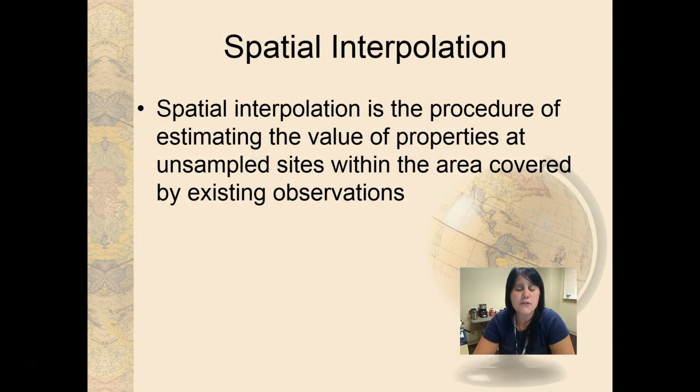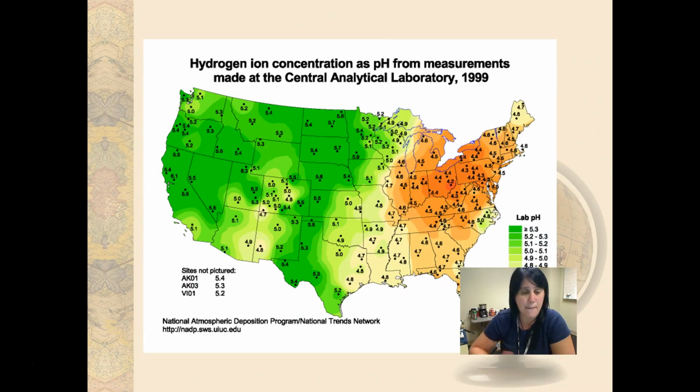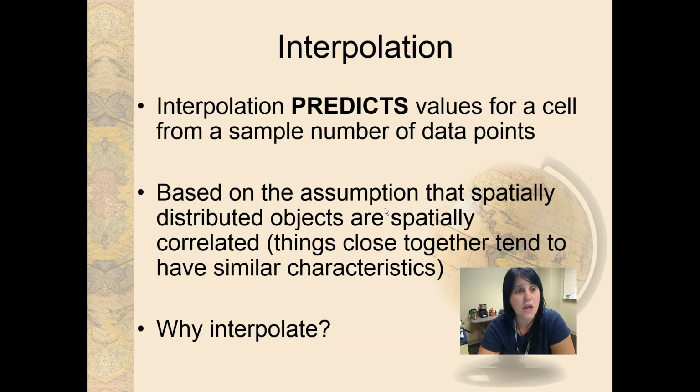So this kind of map is created by a process called spatial interpolation. This essentially is the procedure for estimating the value of properties at unsampled sites within the area covered by existing observations. So if we look at this map, we can see that the areas of very similar values are grouped together so that you can see the trend in the data a little bit easier.